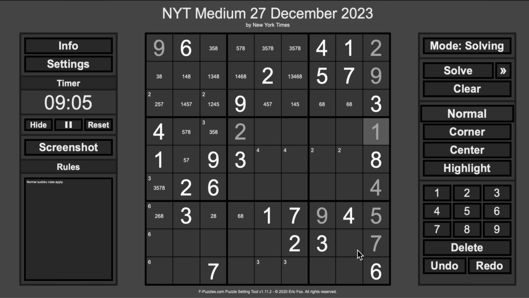Okay, I have 1, 2, and 8 to place in box 9. This cell sees 1 and 2. It must be 8. The remaining 2 cells are a 1, 2 pair. Oh, and this 8 is going to give me 2 more digits.